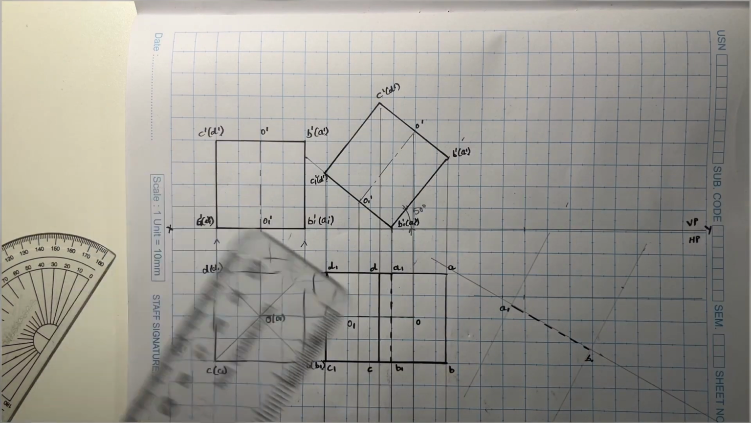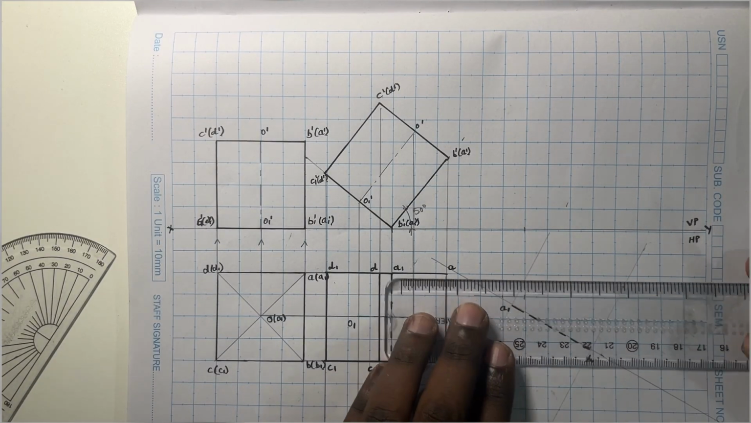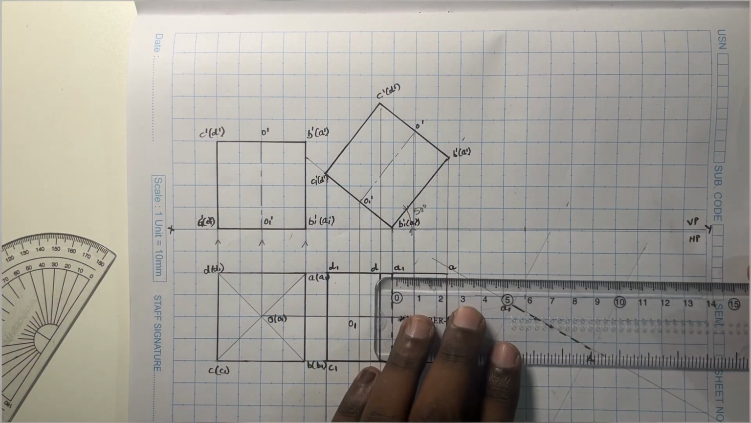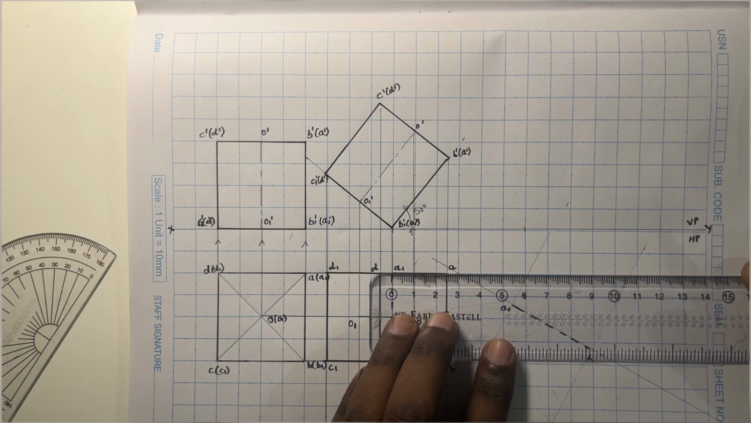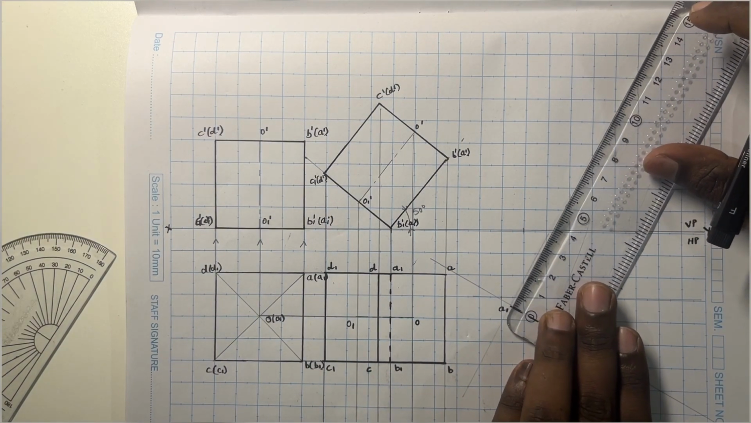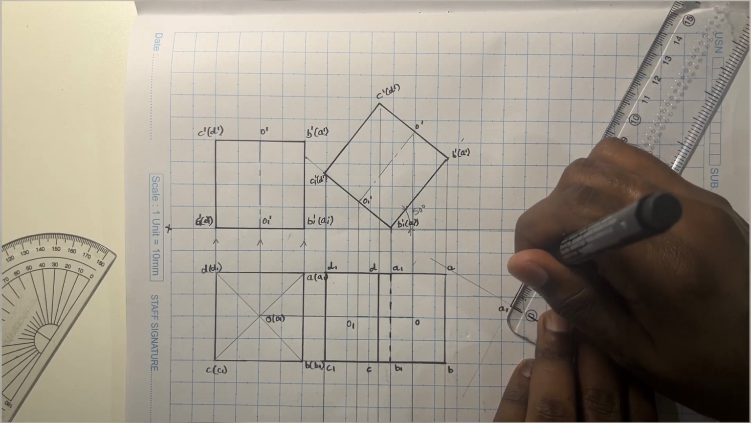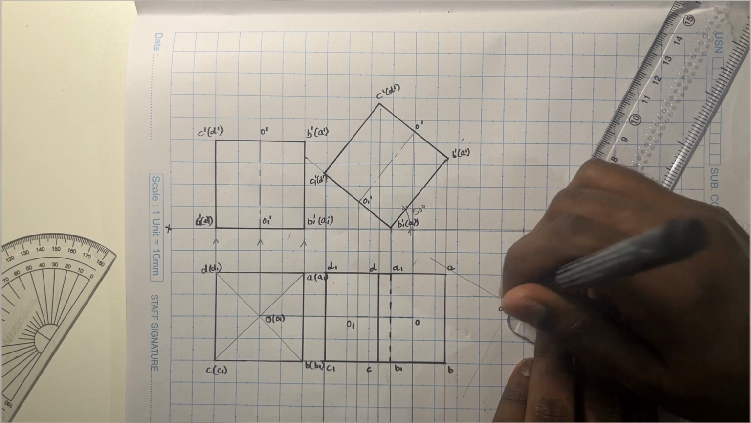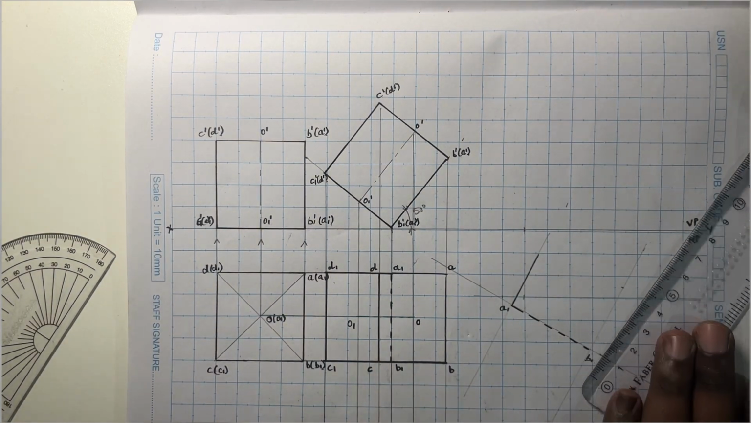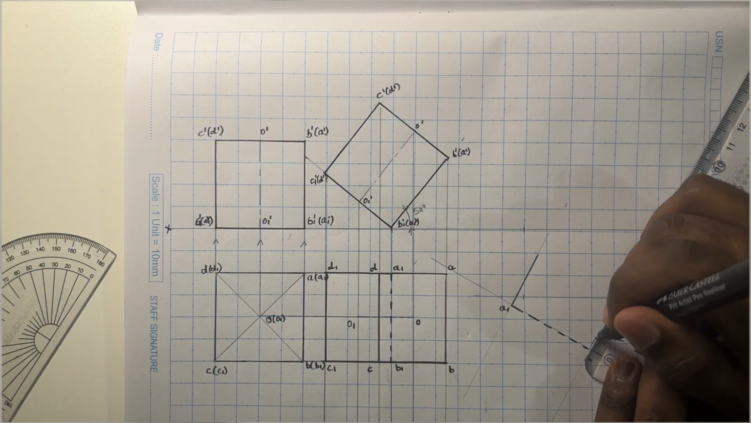Now let me measure from A1 to A and transfer that distance. A1 to A is approximately around 2.5 mm. So let me transfer that A1 to A as it is, using the thick lines or the dotted lines wherever it is in the second position. So it is 2.5 mm. Similarly, B1 to B is also equal to 2.5. Let me transfer that. B1 to B is 2.5.